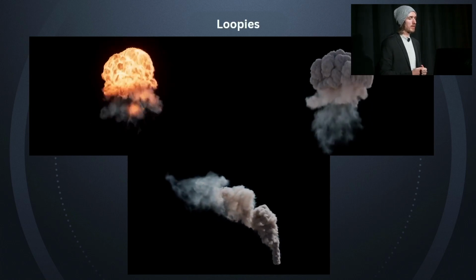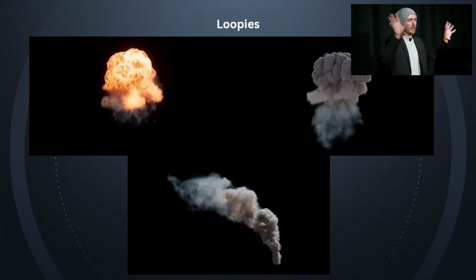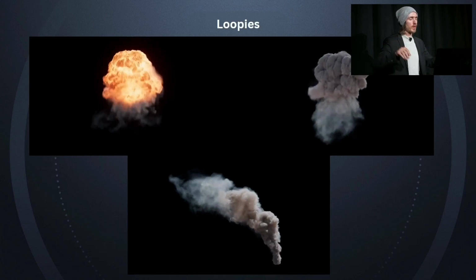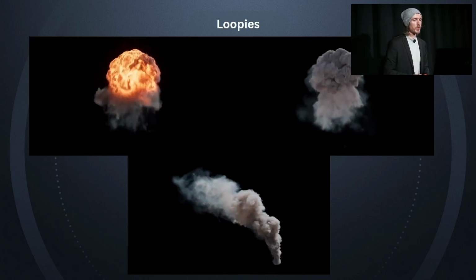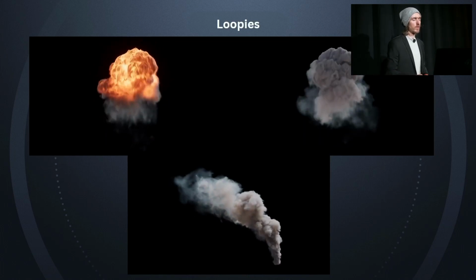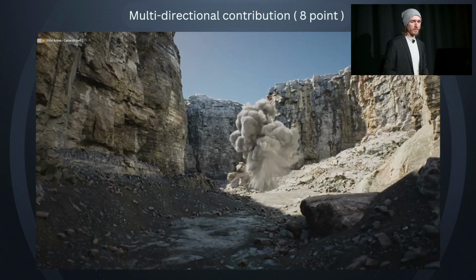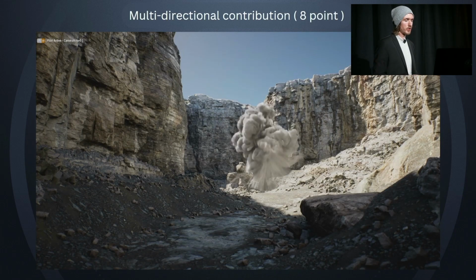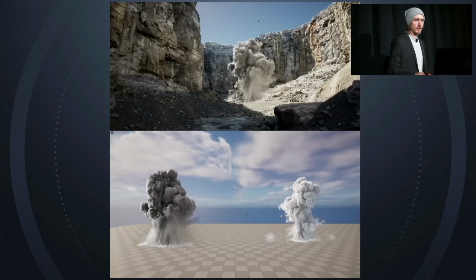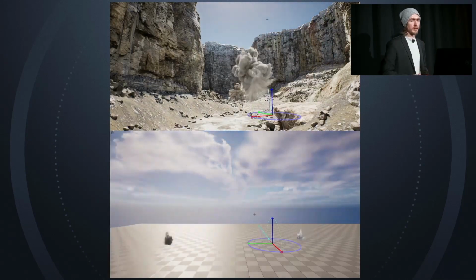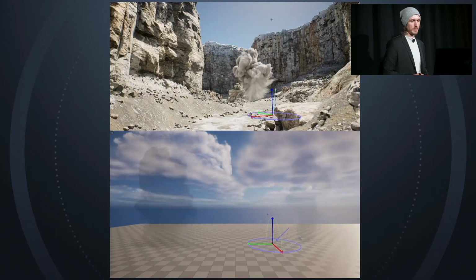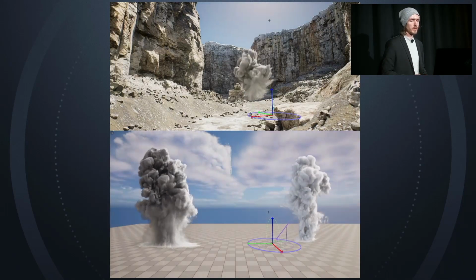This is just one element, by the way. If you're doing an explosion, you would want other elements like sparks and some shock waves and maybe some more smoke coming up. But this could be your core explosion element, and it will give you a lot of flexibility. Just another example of one of the explosions in Unreal Engine using an 8-point multi-directional contribution. And that's how it looks when you rotate the light. It looks very volumetric. It looks pretty decent.